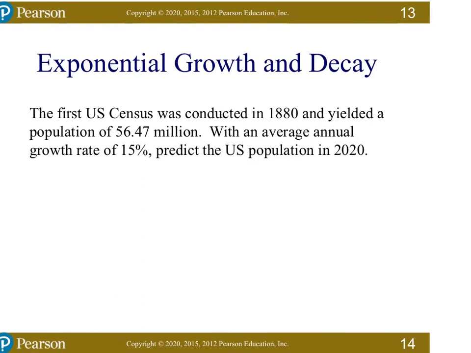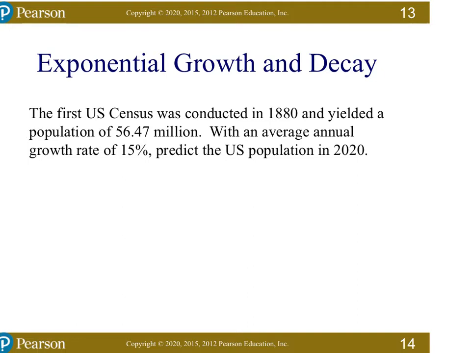So we're in the middle of a census year, 2020. Your family hopefully participated in the 2020 census. The first census was conducted in 1880, back in the 19th century after the Civil War, and it showed that the U.S. had a population at that point of 56.47 million people. If we assume an average annual growth rate in the U.S. of 15%, predict what the census population will be this year in 2020.